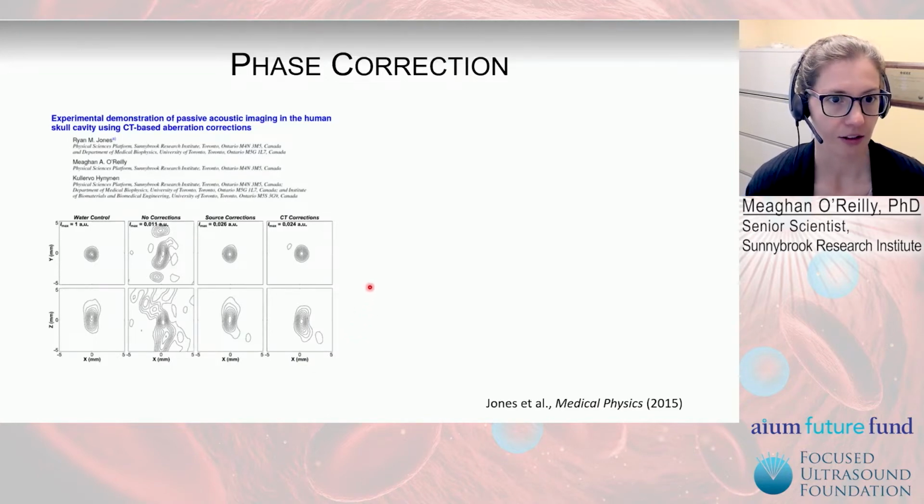So certainly there are advantages, and there are multiple approaches that have been proposed for phase correction. The first one that was demonstrated was using CT-based correction. And you can see here's a water control case, propagation through human skull without correction, source-based cavitation correction, and then CT-based correction.